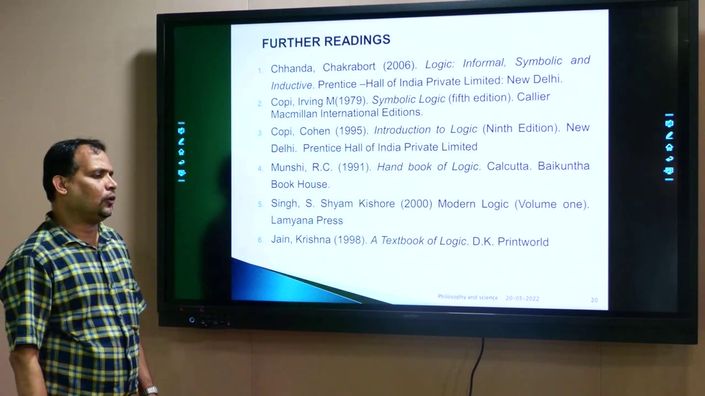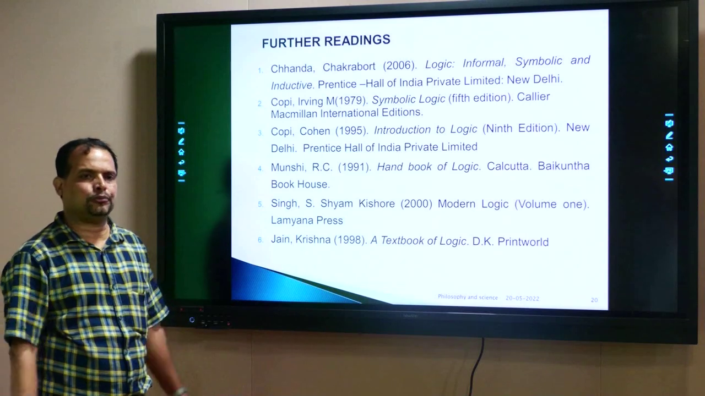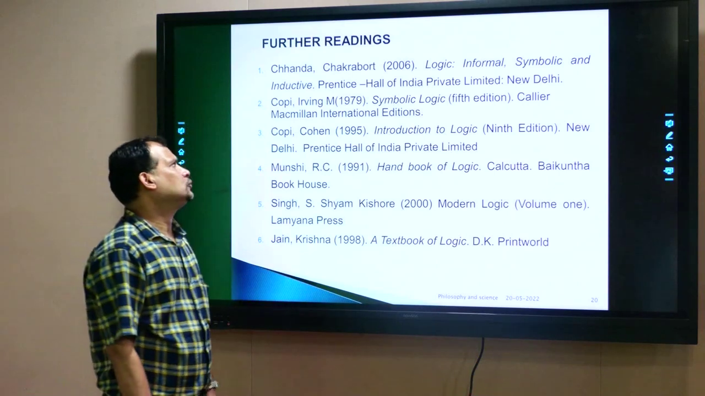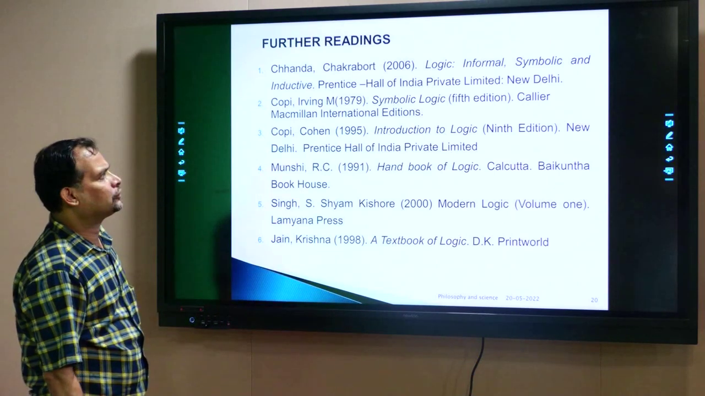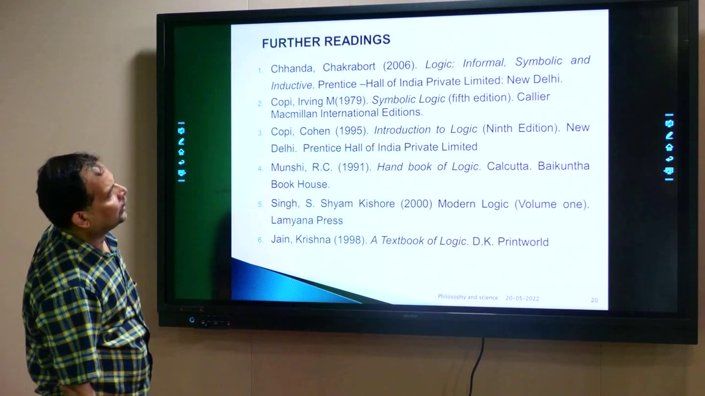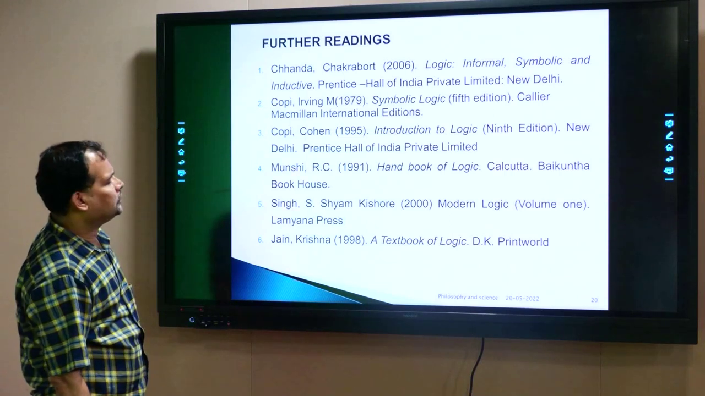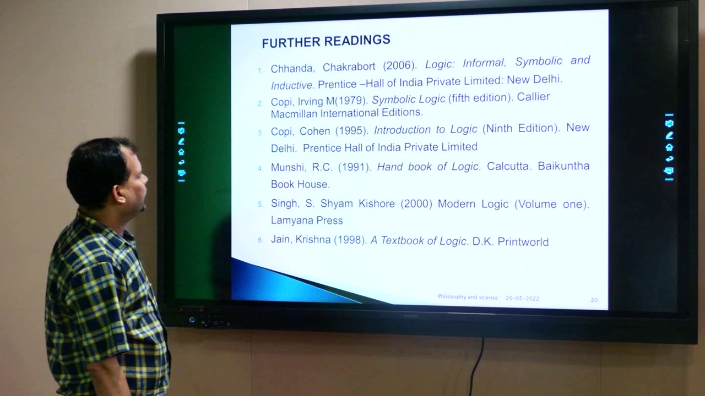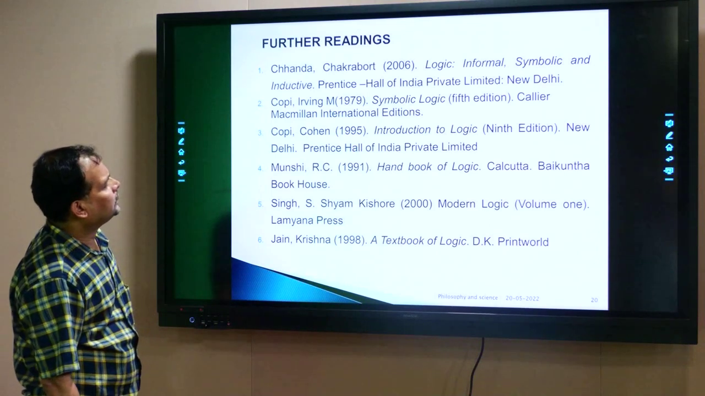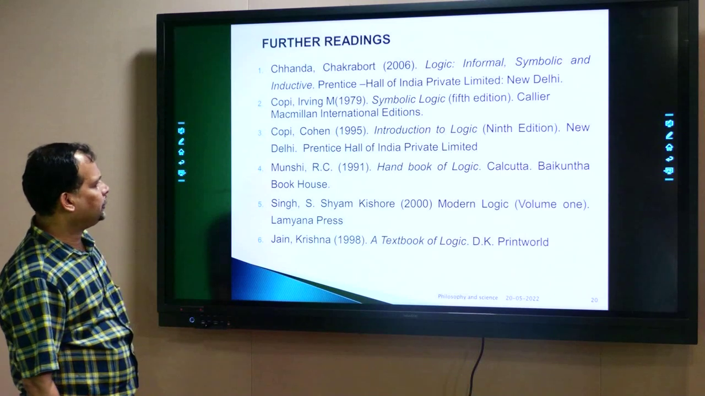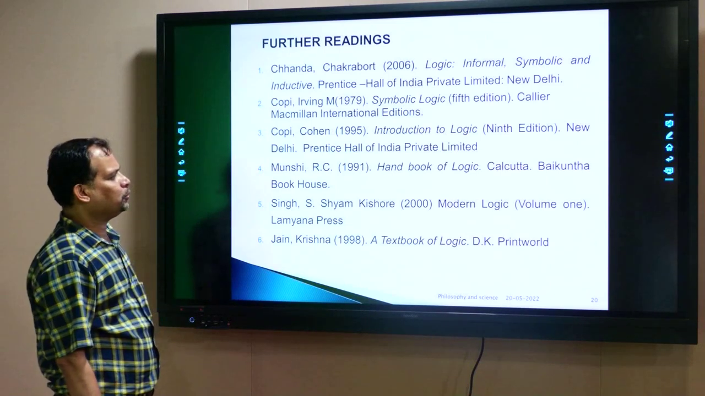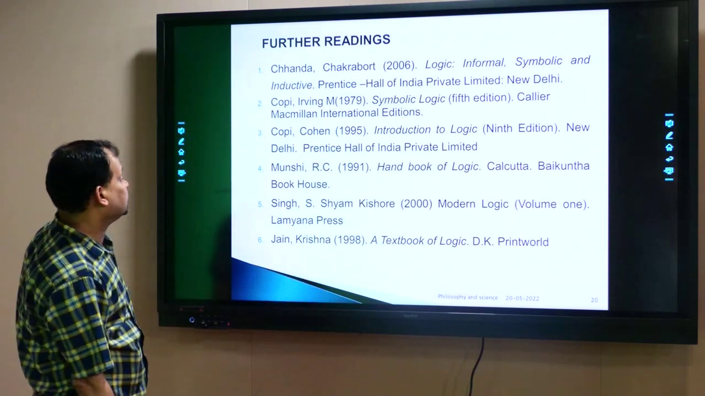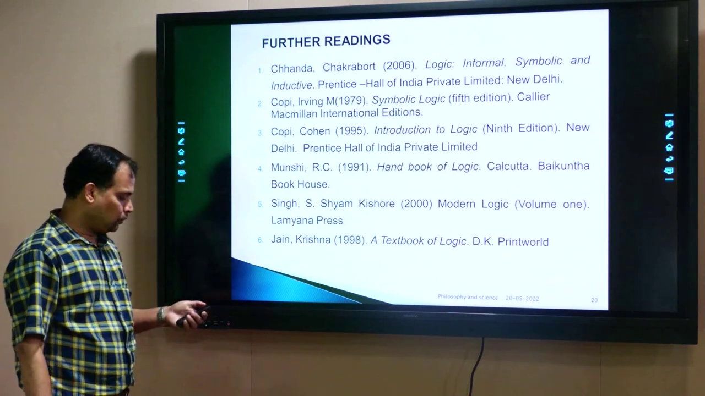Now, dear learners, you see, what are the books you have to consult or read in order to know the unit in a very comprehensive way? You can take the book by Sukla Chakraborty, Logic: Informal, Symbolic and Inductive. Another one, Irving Copi, Symbolic Logic. And Copi and Cohen, Introduction to Logic. And R.C. Munshi, Handbook of Logic. And Shyam Kishor Singh, Modern Logic. And you can also take another very important book, Krishna Jain, A Textbook of Logic.